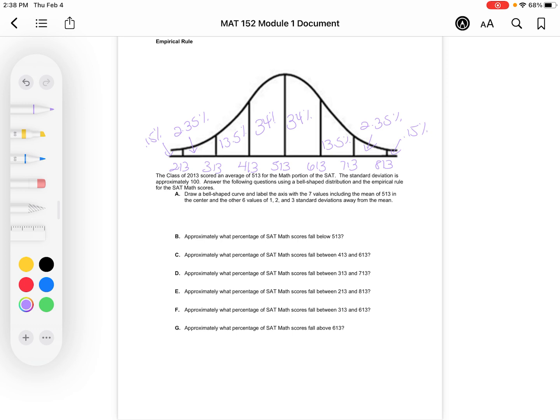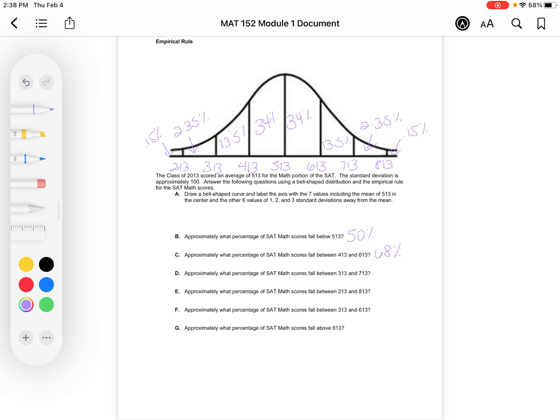Approximately what percentage fall below 513? Well, if you think about it, 513 is the middle. It is the median, because the median and the mean are equal to each other. And if you add up the percentages, or if you think about what the median is, this will be 50%. Approximately what percentage of SAT math scores fall between 413 and 613? Well, if you add 34 and 34, or you look at the empirical rule, that's approximately 68%.